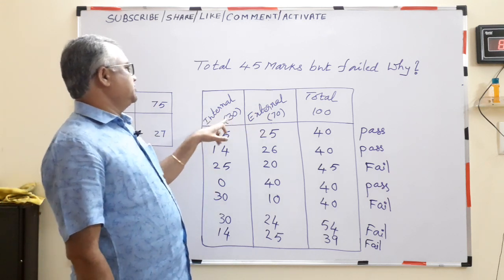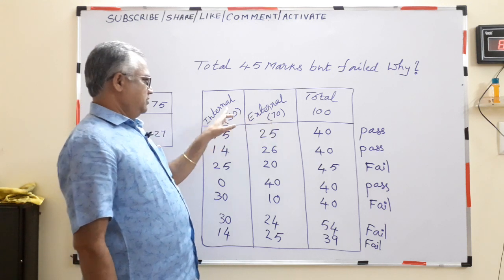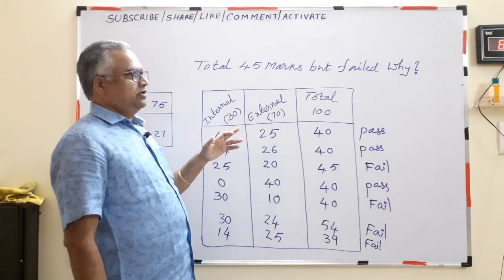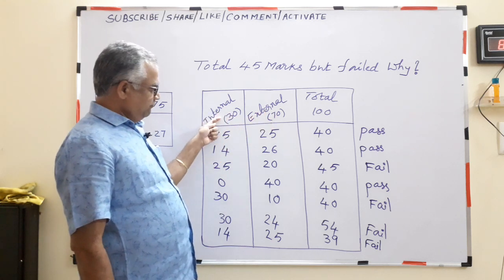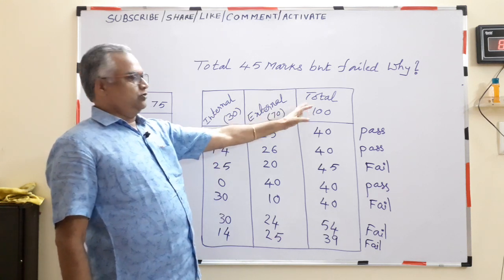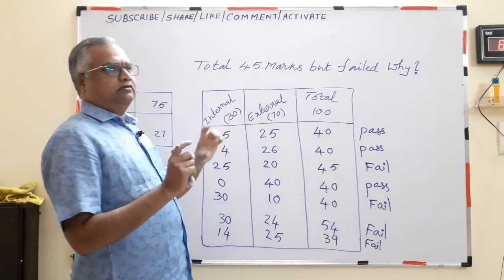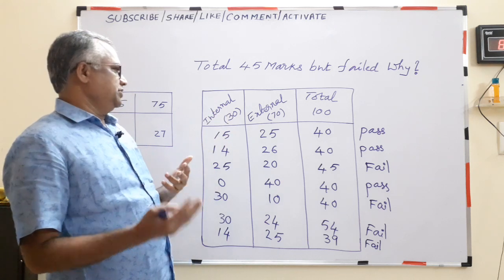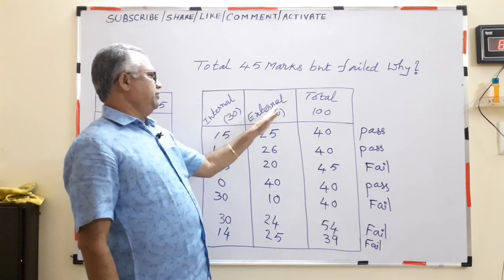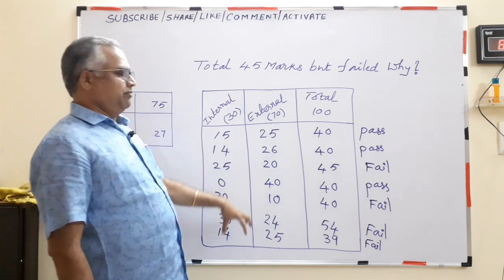If I categorize: internal 30 marks, external 70, total 100. Some colleges use 30, 70, some colleges 25, 75. Again 100. Total 100 is fixed in university. Internal and external depend on the autonomous university, it changes. Most of the universities use 25, 75 or 30, 70. So this combination I am working with.